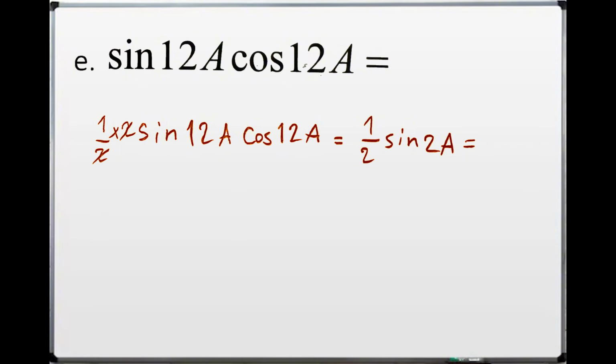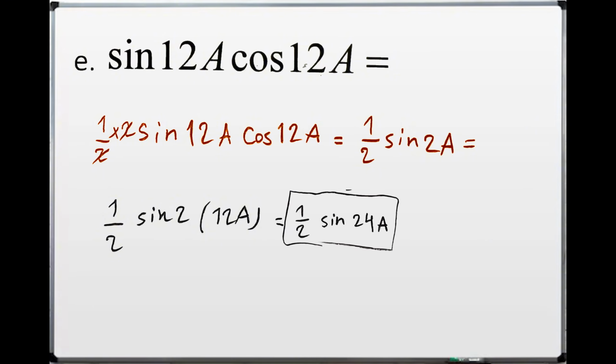So we multiply 1/2 to sine of 2a. And about 2a, the a in this equation is 12a. So we would write sine of 2 times 12a, which would give us 24a, and the whole equation would be 1/2 sine 24a.